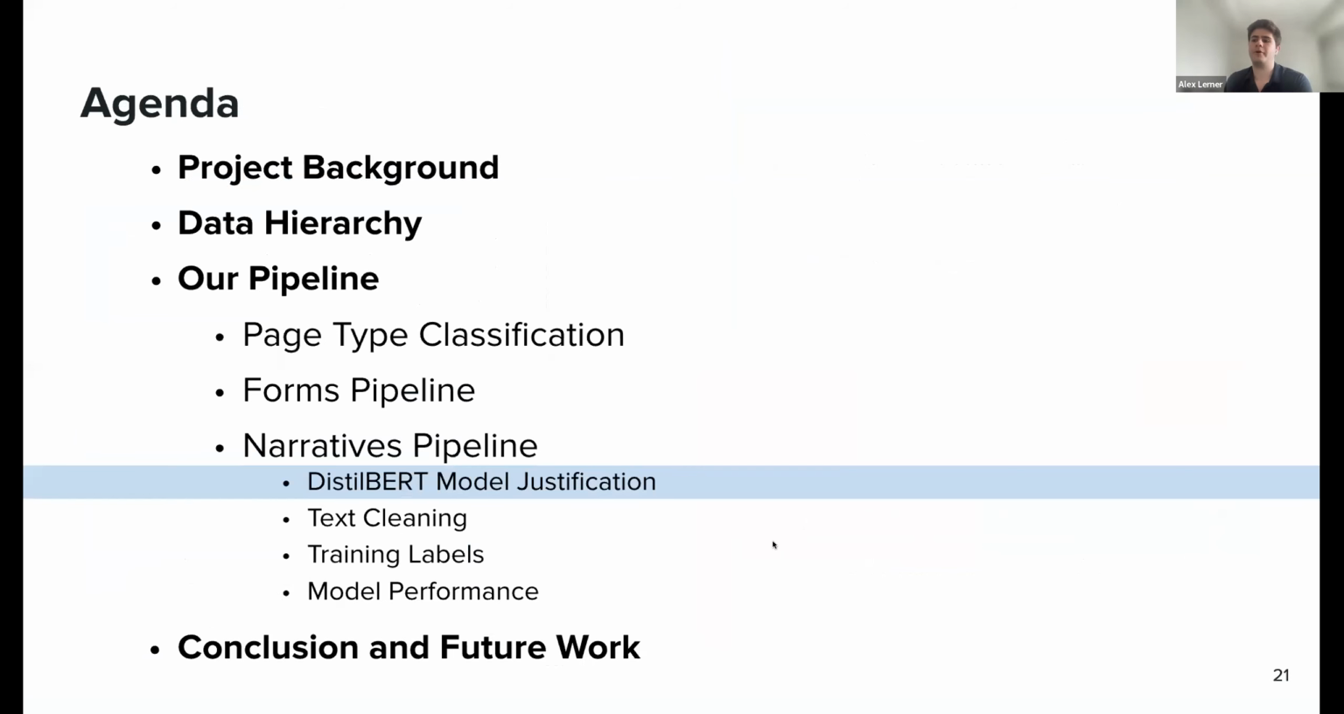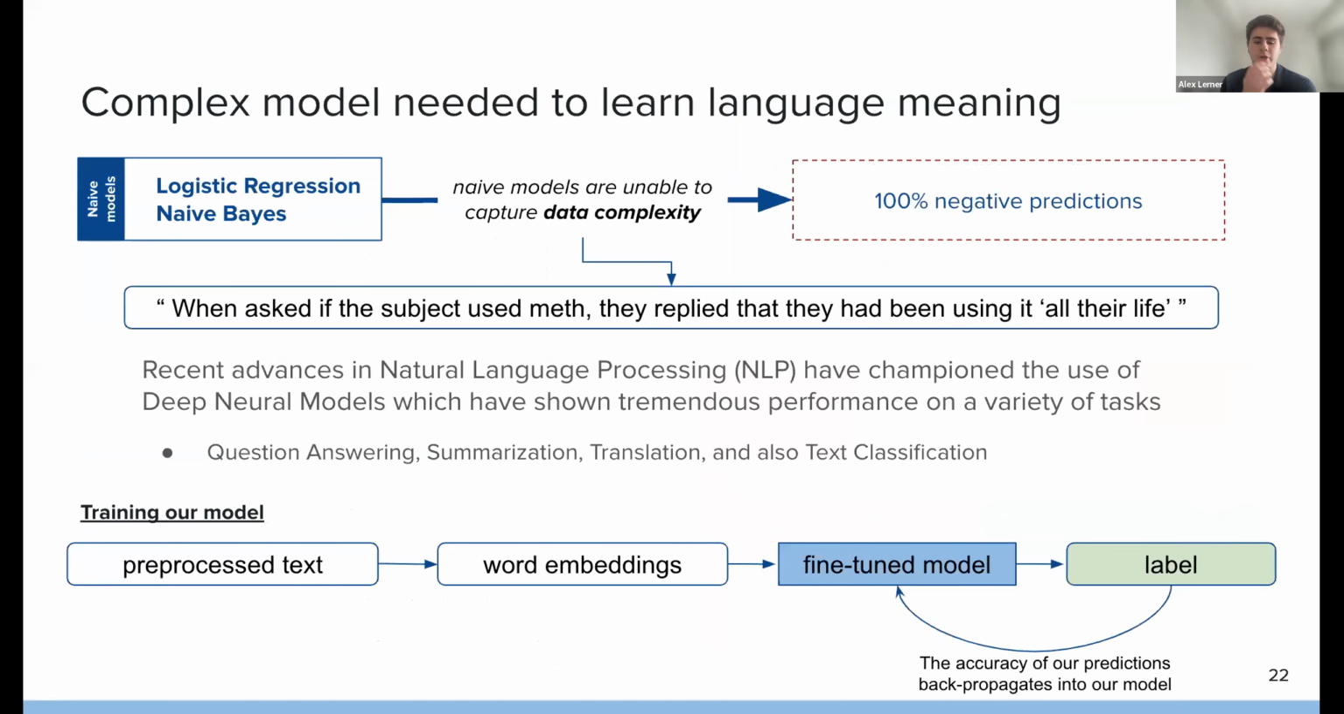Yeah, thanks, Amanda. So for our narratives pipeline, it's a little tricky because we're dealing with language data, so just pure text. And so as a result, we need a model that can go from the whole text of the document, read it, understand it, and then output whether or not it contains mention of behavioral health. The issue is that language is tricky. And so when we tried pretty naive models like logistic regression and naive Bayes, they were unable to capture the data complexity, and they returned 100% negative predictions.